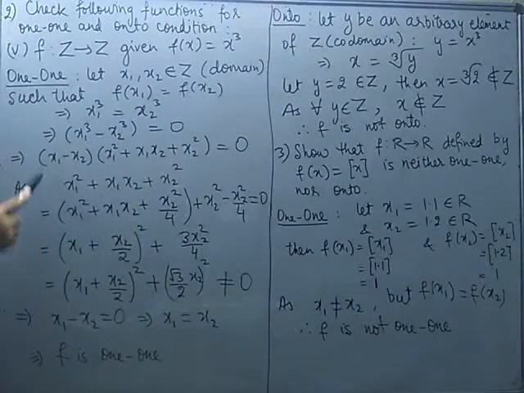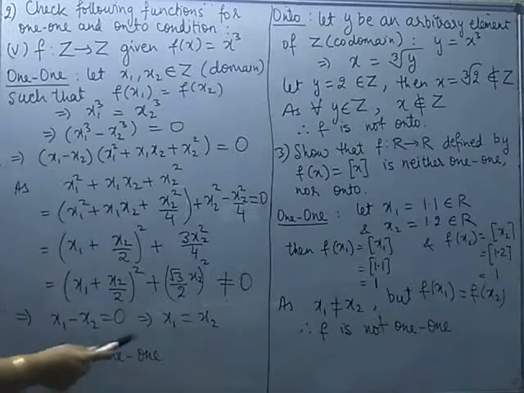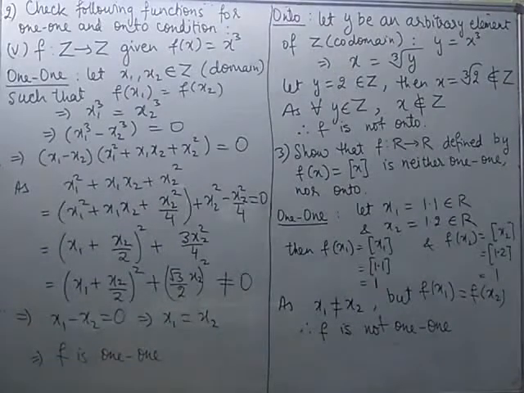So what is the only option left? x1 minus x2 can be 0, which means x1 is equal to x2. Because if x1, x2 are two elements with the same image, we are able to show that the two numbers are also equal. Therefore, the function becomes one-one.